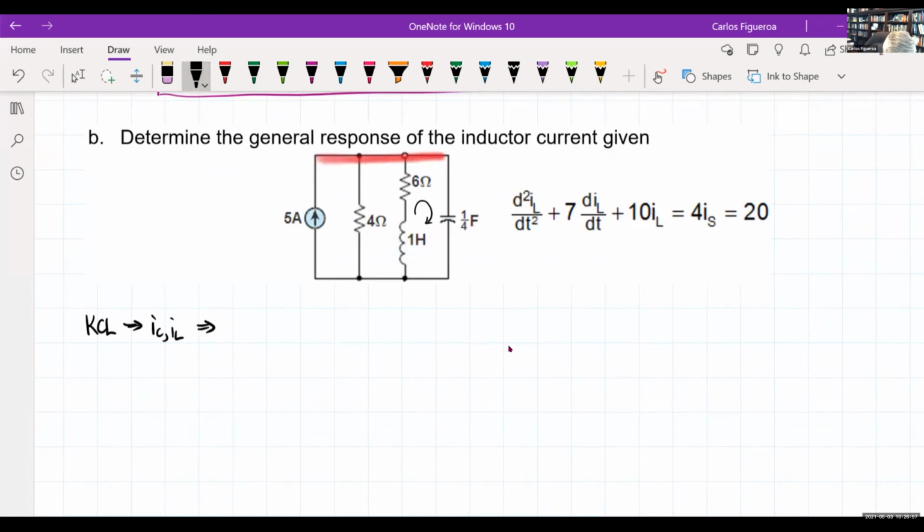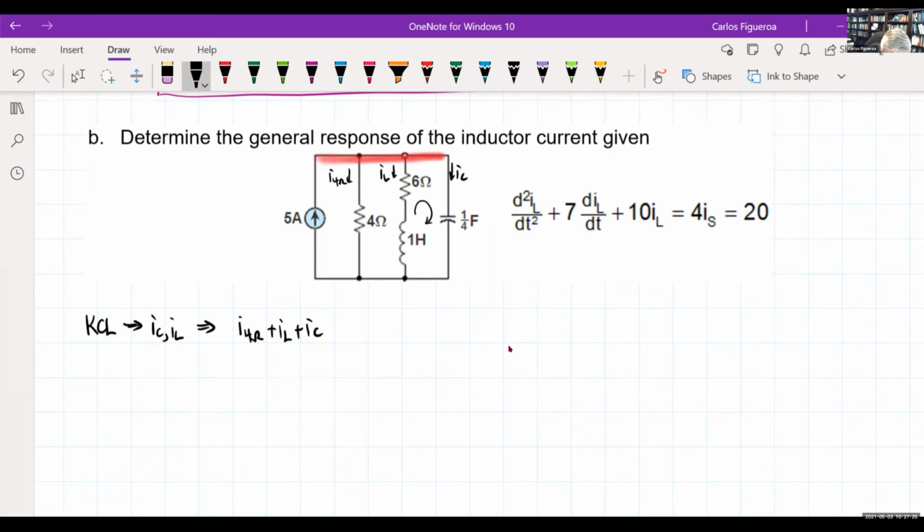I have the current of the 4 ohm, current of the inductor, current of the cap. Now I know that all of this is equal to 5. So I'll put 5 at the very end. So again, I4, IL, IC. So now I got to change the resistor and I got to change the current of the cap. So let's go do that.